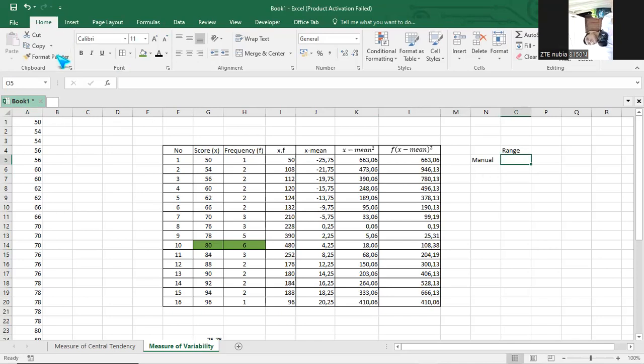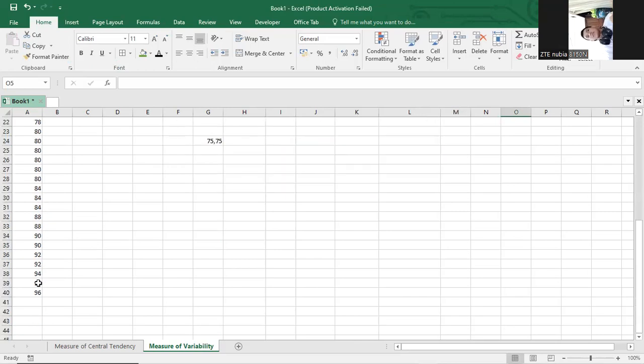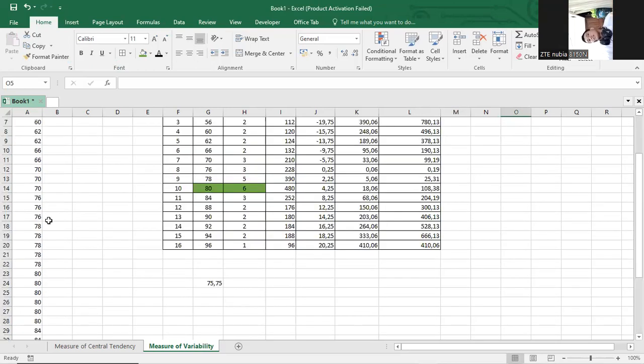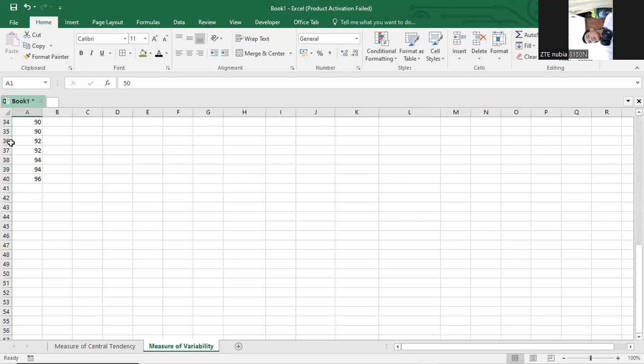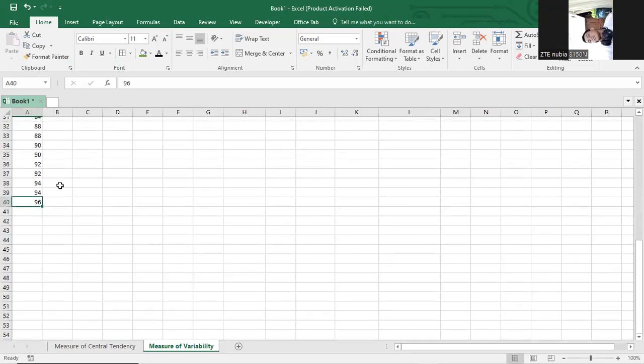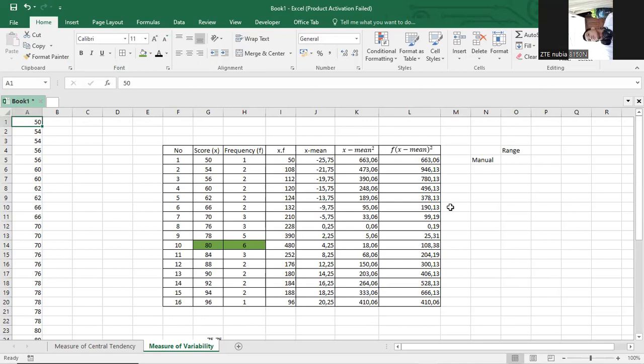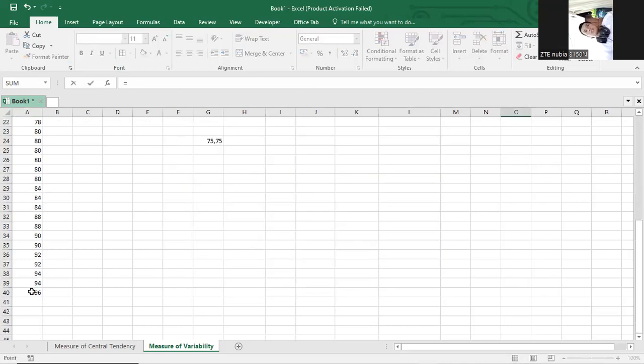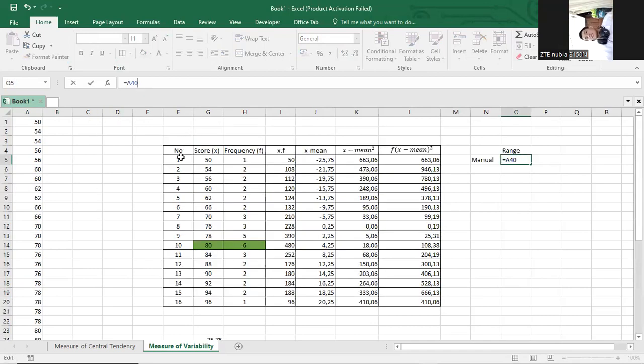How to do it is find the largest one and we kurangi dengan the smallest one, which we have already arranged in the data, and the largest is 96 and the smallest is 50. So how to do it? We just block the data 96 and we kurangi dengan 50 atau data yang ada di kolom A. Dan kita temukan hasilnya adalah 46.